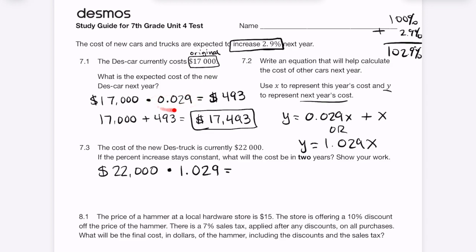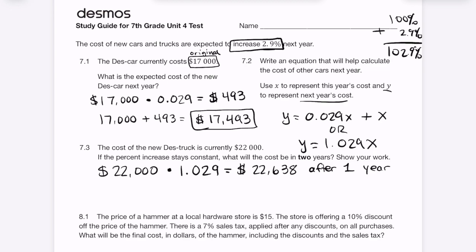You could multiply just by 0.029% and then add it to the original. That will completely work, sort of like one more step in the calculator. Okay, here you're going to get $22,638. That will be the cost after 1 year.